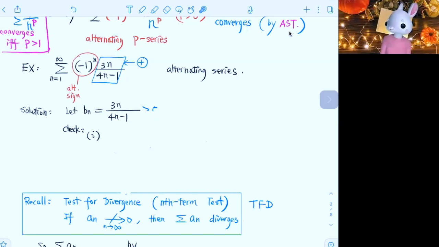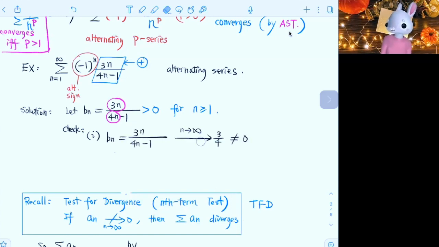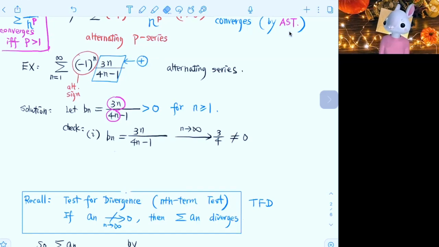Remember I told you the trick in 11.1, that you look at the dominating terms. The dominating term up here is 3n, down here is 4n. As n goes to infinity, this behaves very similarly to 3n/4n, which goes to 3/4, which is not 0.